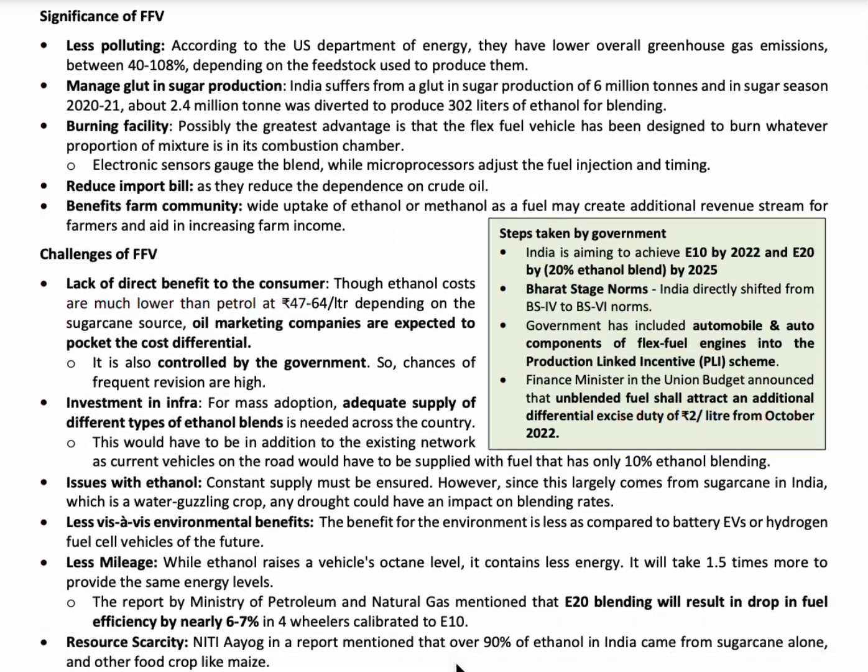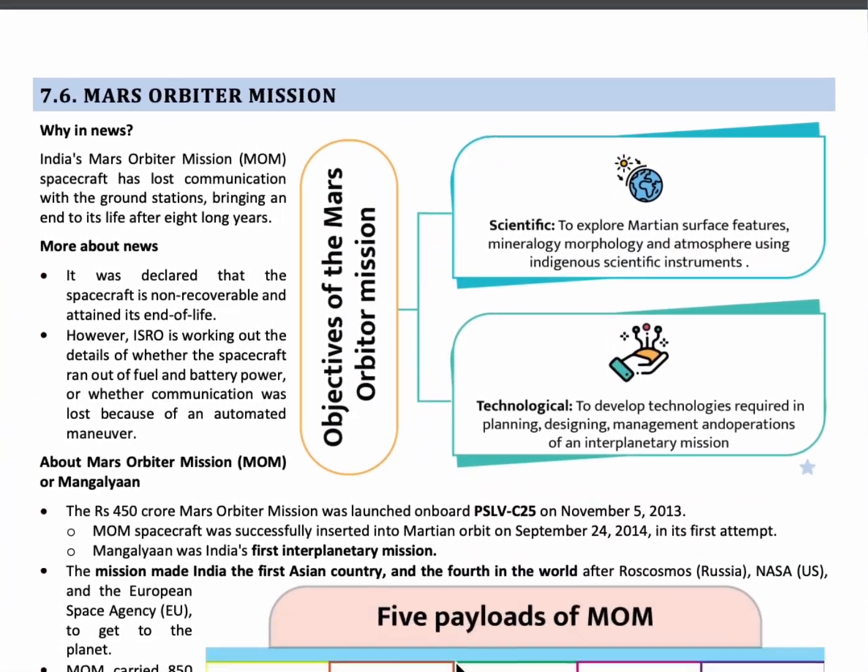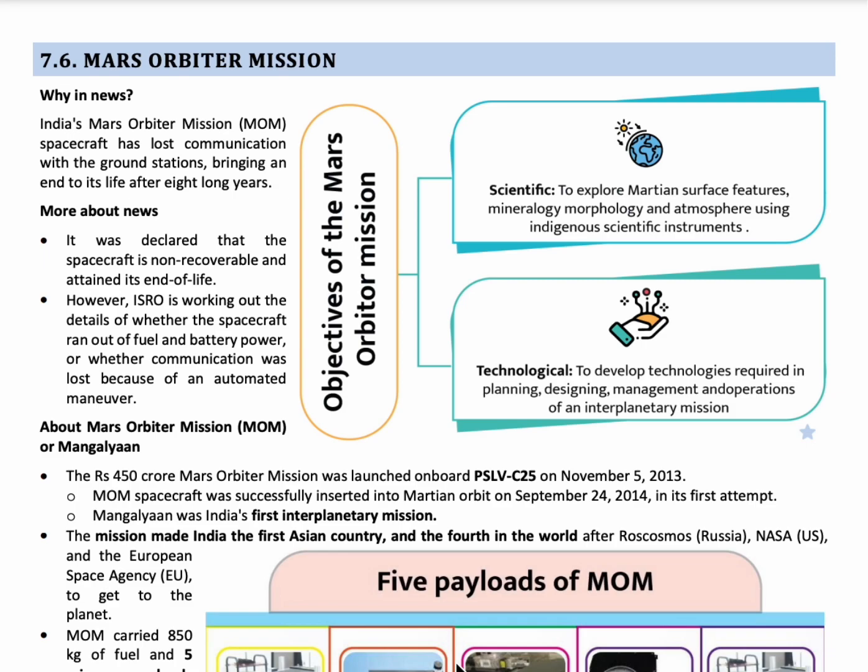The next topic is the Mars Orbiter Mission, MOM. It is an Indian Mars orbiter mission. It was launched in 2013 and was successfully inserted into the Mars orbit in its first attempt itself. This mission has made India the first Asian country and the fourth in the world to reach the planet Mars. This mission has given information about the composition of several gases in the Mars exosphere.